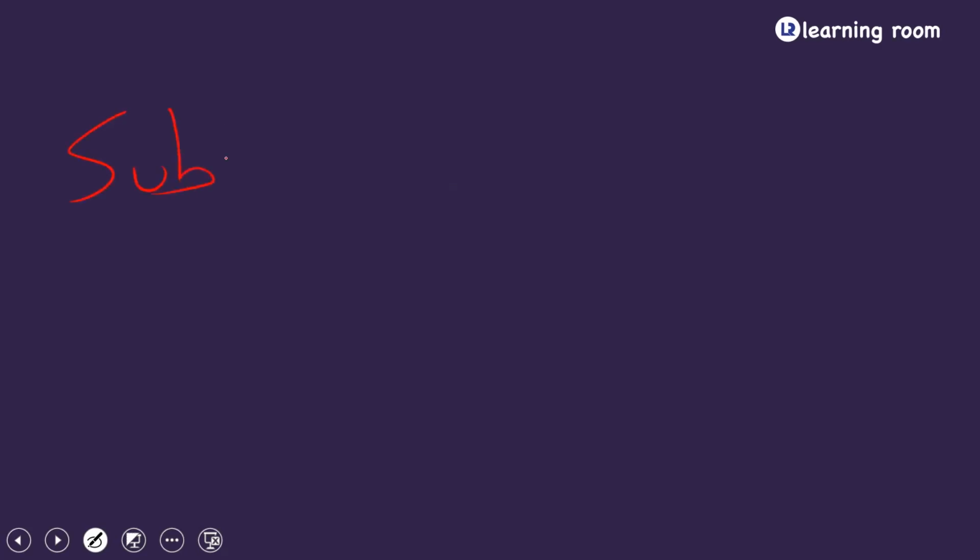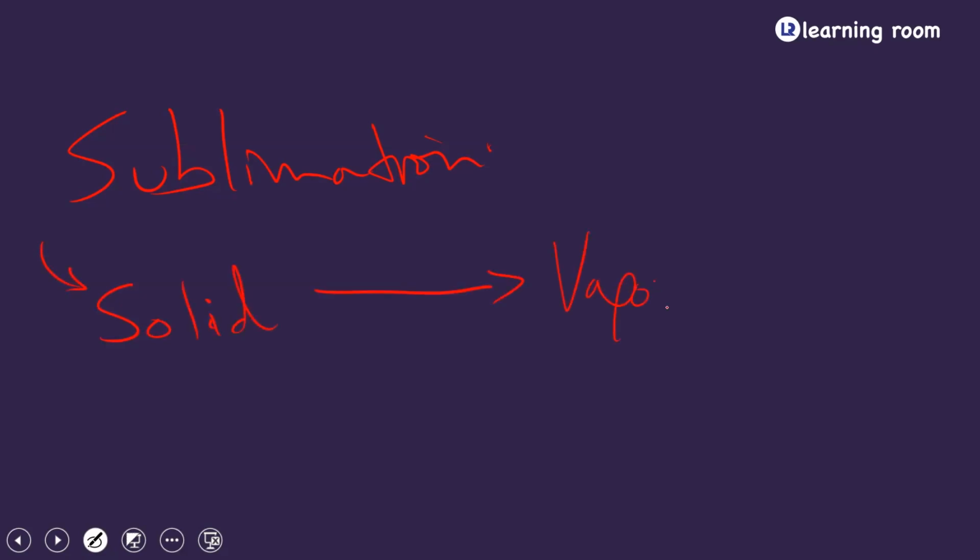Do you know about this? Yes. Solid will turn into vapor. That's all. Here what will happen? Solid turns into vapor. One minute. What did you say? Ice turns directly into gas?